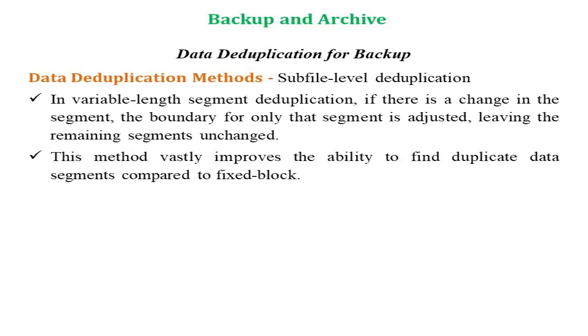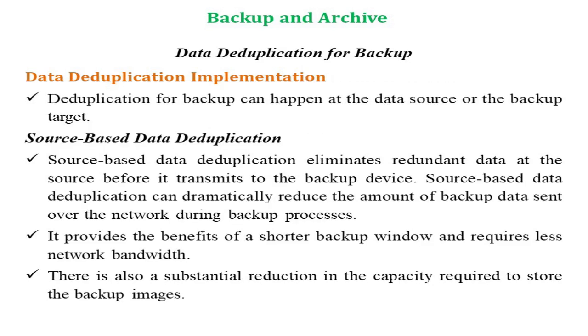Variable length segment deduplication. In variable length segment deduplication, if there is a change in the segment, the boundary for only that segment is adjusted, leaving the remaining segments unchanged. This method vastly improves the ability to find duplicate data segments compared to fixed block. Data deduplication implementation. Data deduplication for backup can happen at the data source or the backup target.